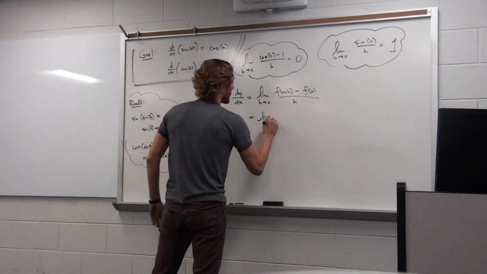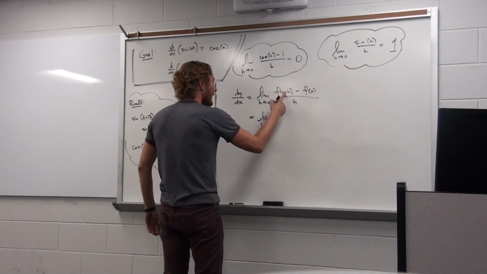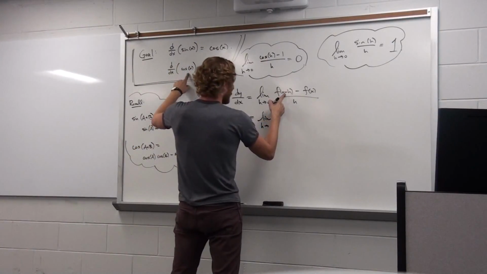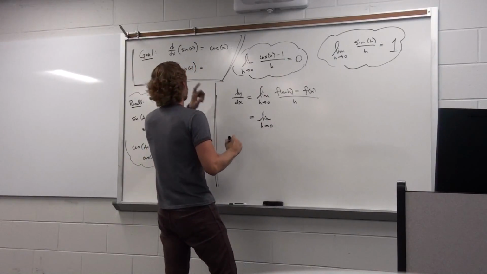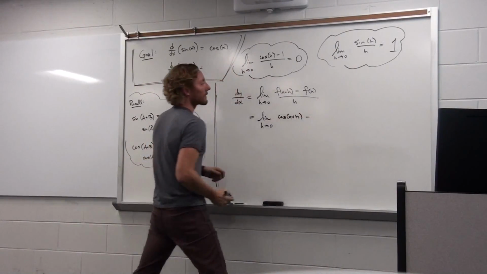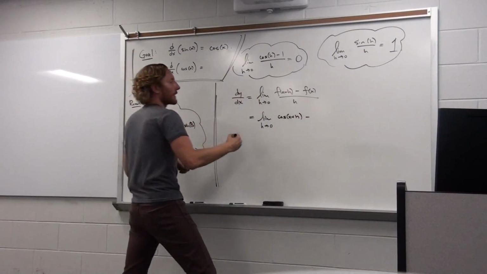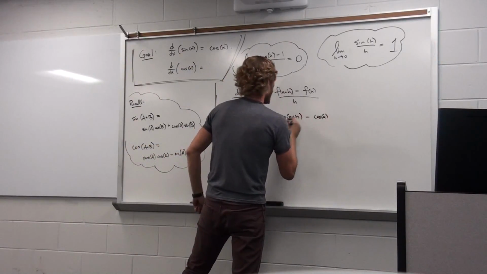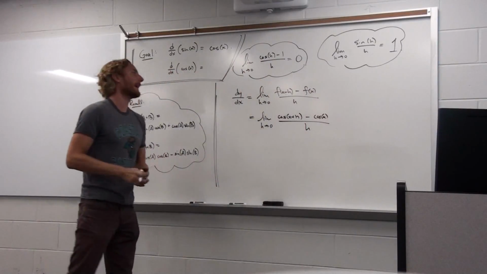Well, it's going to be a limit as h approaches 0, but f of x plus h is going to be our function with x plus h plugged in. When you plug x plus h into our function, we get cosine of x plus h. When you plug x into the function, you get cosine x. This is all divided by h.